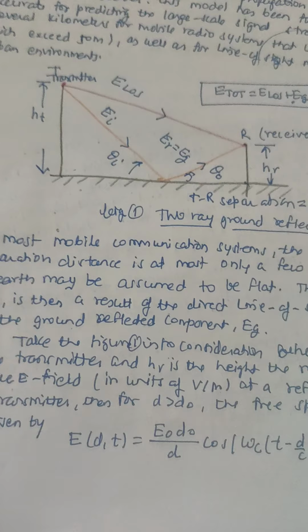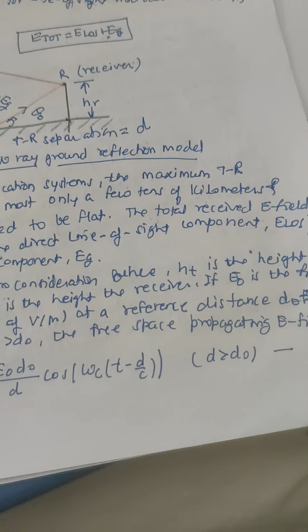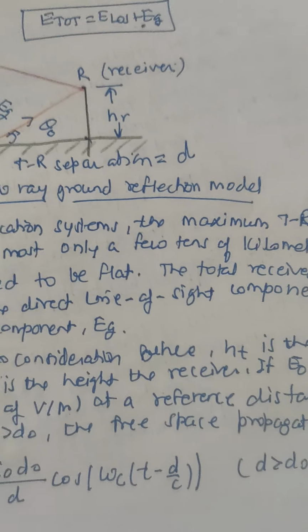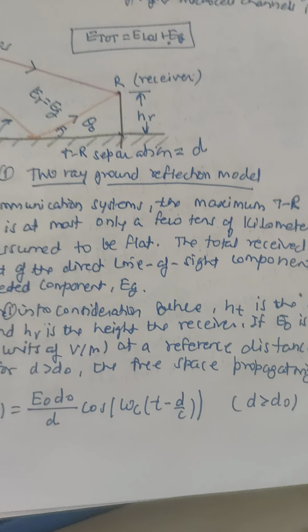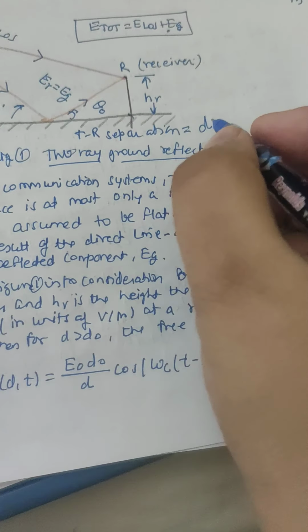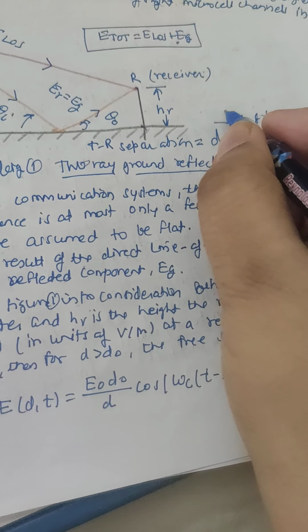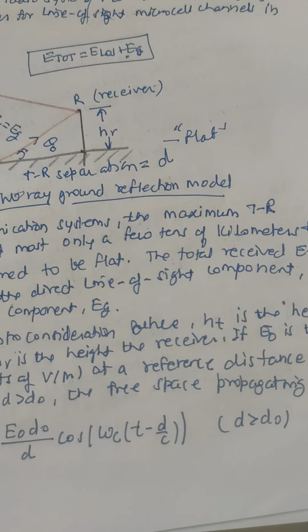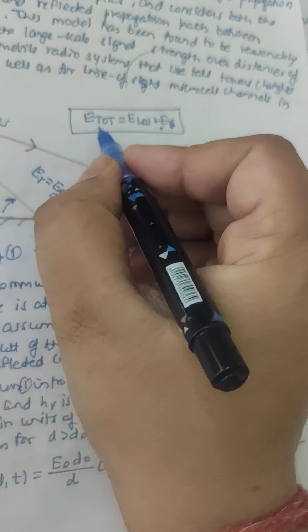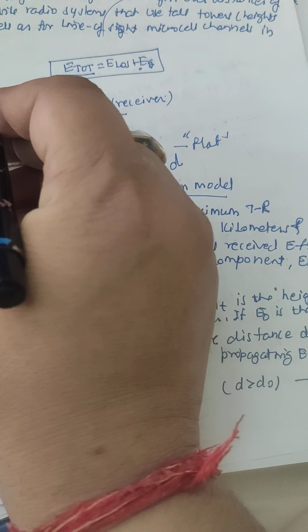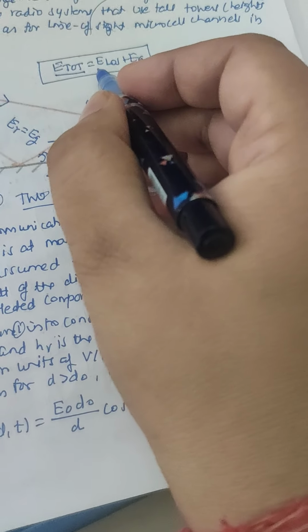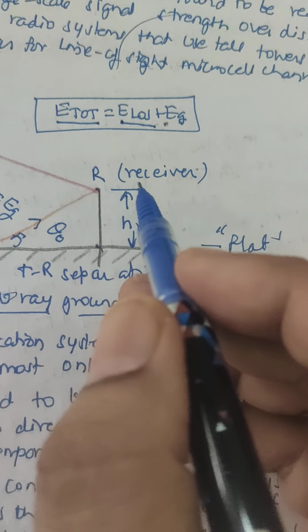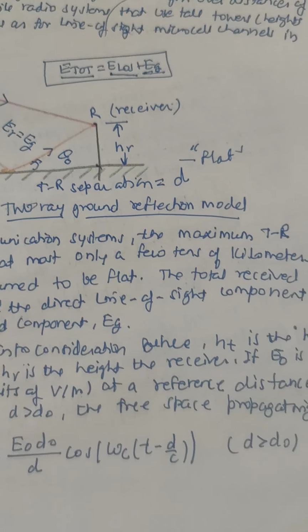In most mobile communication systems, the maximum TR separation distance is only a few tens of kilometers. Here we have assumed the earth surface as a flat surface. So the total received E field is the sum of the line of sight field plus the reflected field. So it is the line of sight field E_LOS and the reflected field E_g.